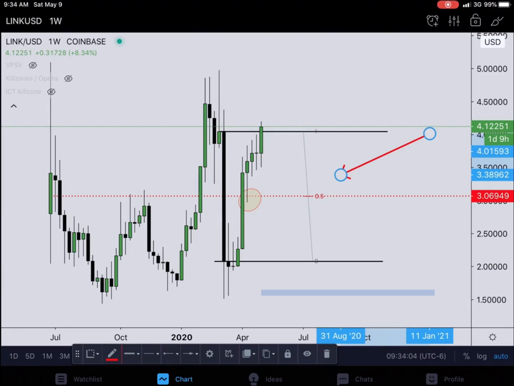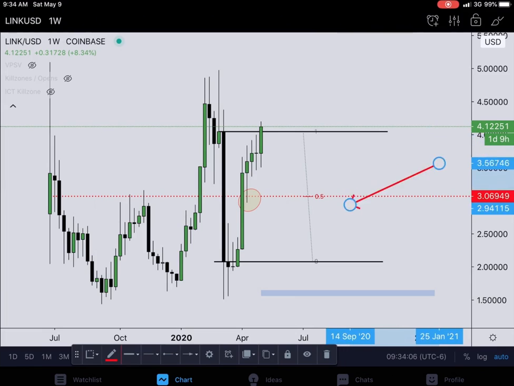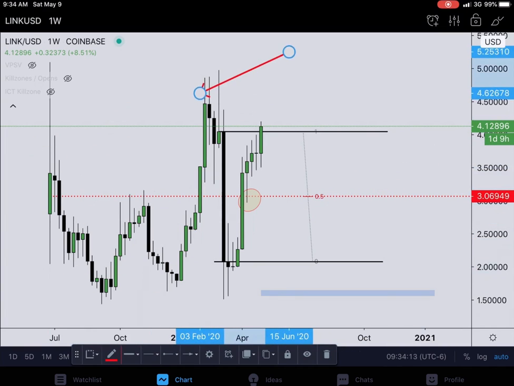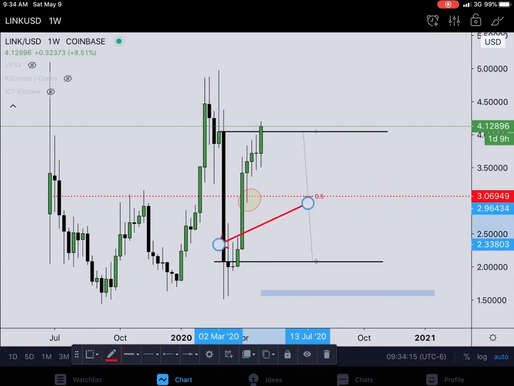Hi there, so here we are on Chainlink, which is a digital asset. Chainlink has a very interesting price structure here on the weekly, as you can see. It formed this really big W pattern, and then it came down and formed this big wide range bar.